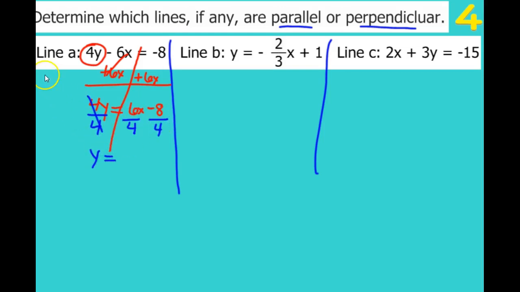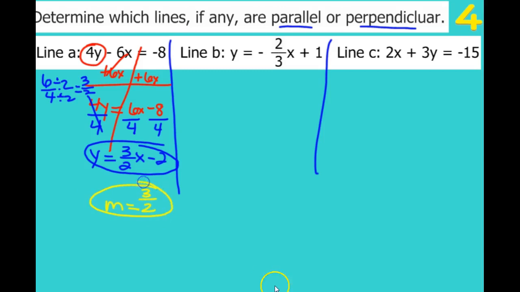Y equals, well, 6 divided by 4 we can simplify if we divide by 2. That would give us 3 over 2. So I just simplified 6 over 4. And 8 divided by 4 is 2. So there's our equation, but our slope in front of the x is 3 over 2. This next one, it's already in the form y equals mx plus b. So our slope in this one is, don't forget that negative, a negative 2 over 3.